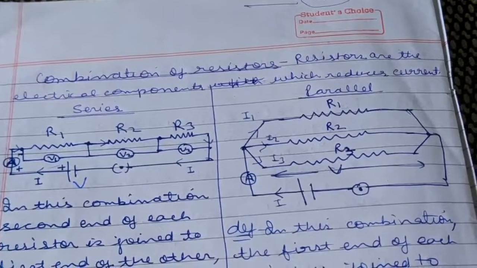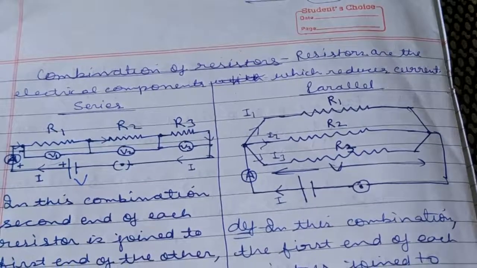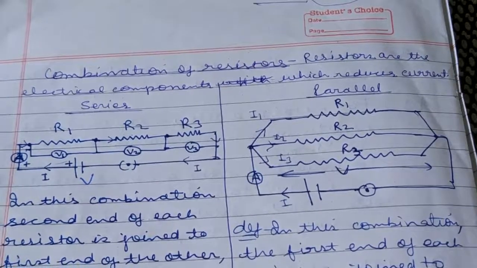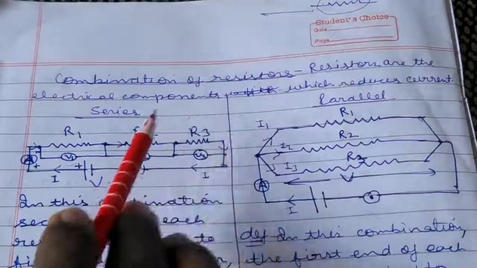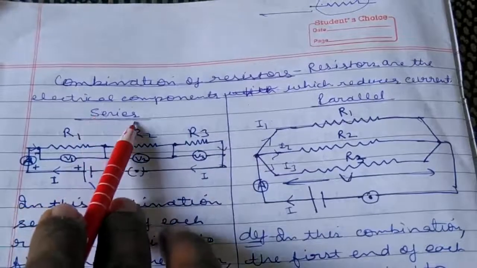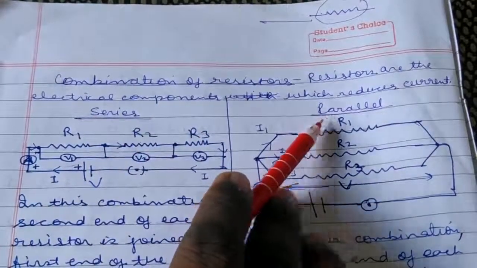And in the last video we have already discussed the components of a cell, that is EMF, terminal voltage, voltage drop, and after that this part is the most important part before doing the numericals. First we will see what the combinations of resistors are. It may be of two types: series combination and parallel combination.